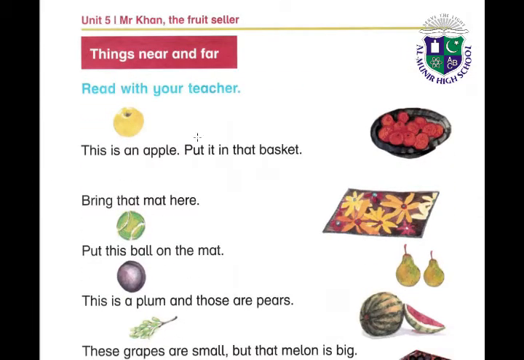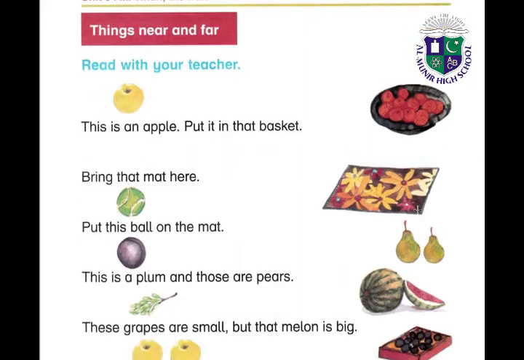In this page we are going to read about the things which are near and far away from us. This is an apple, and put it in that basket. Students, we use this for those things which are near to us, and we use the word that for those things which are far away from us. So we are using here this for apple because this is near to us, and we are using that for the basket because that is far away from us.